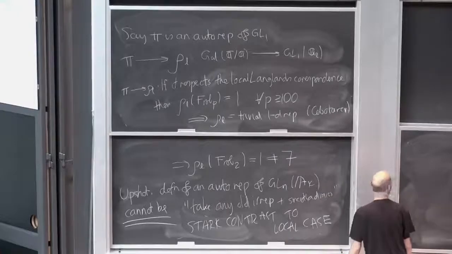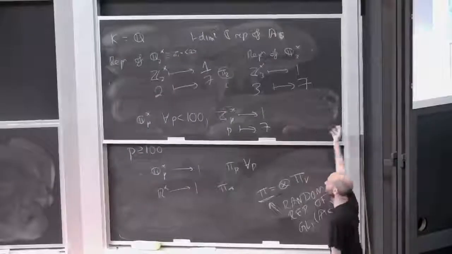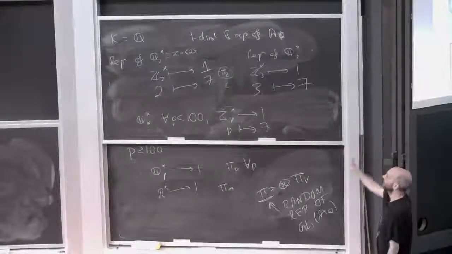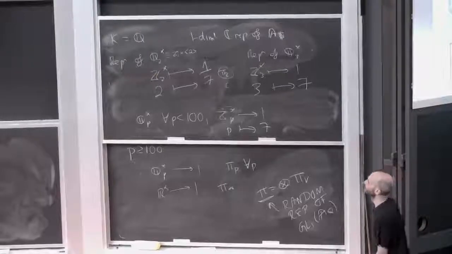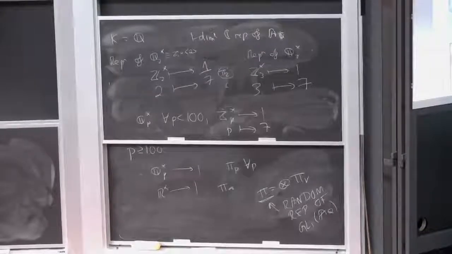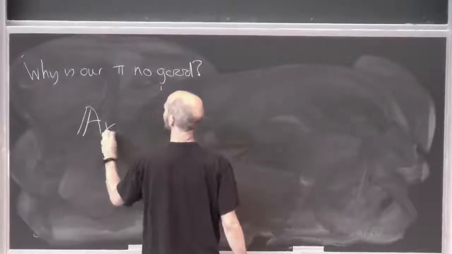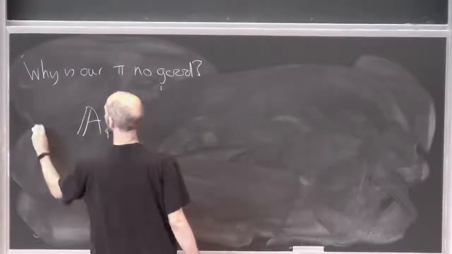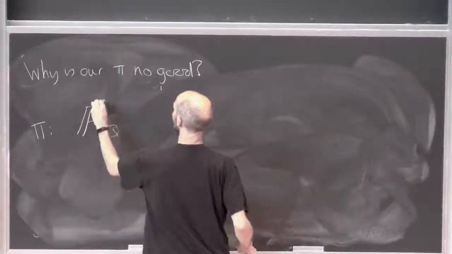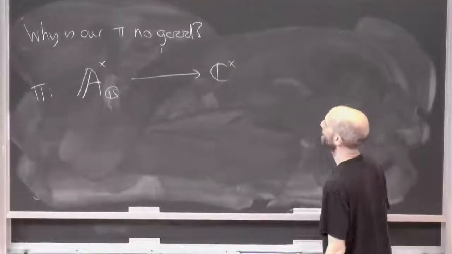So let's go back to GL1. Why didn't this work, right? This was totally fine. This is definitely a construction of an irreducible representation of GL1 of the adeles of Q. So why is our pi no good? What I've done is defining a map. This representation, this pi, is a map from A_Q star to C star. That's how I can think of it. That's what a one-dimensional representation is.